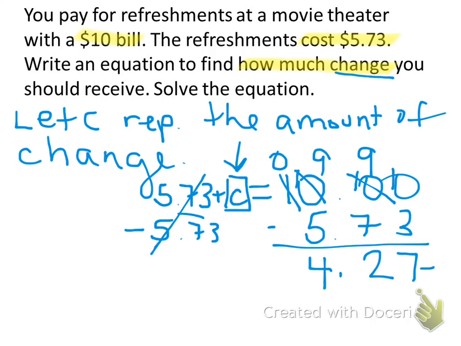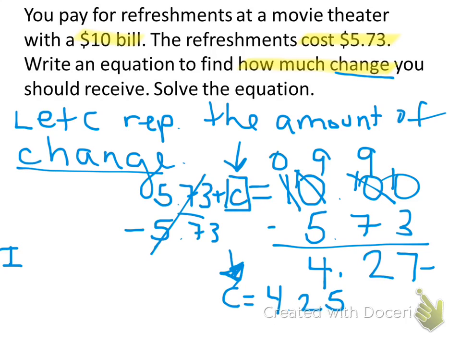It's important that you then write C equals 4.27. You need to write this C equals because it's not just 4.27. We know that C, which is our change, amount of change we have, is 4.27. Now, word question, so we need a word answer.